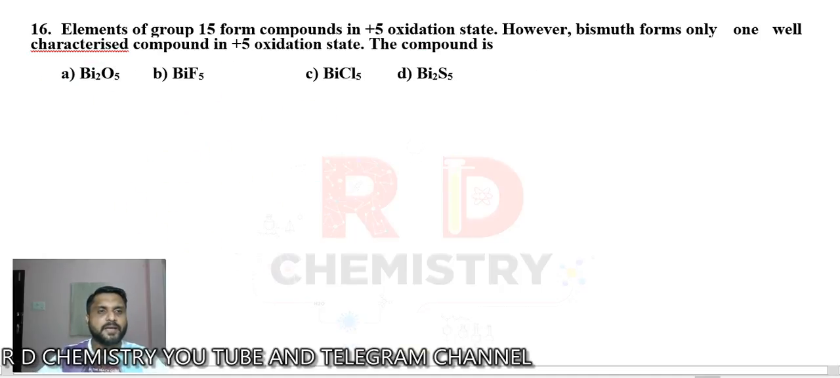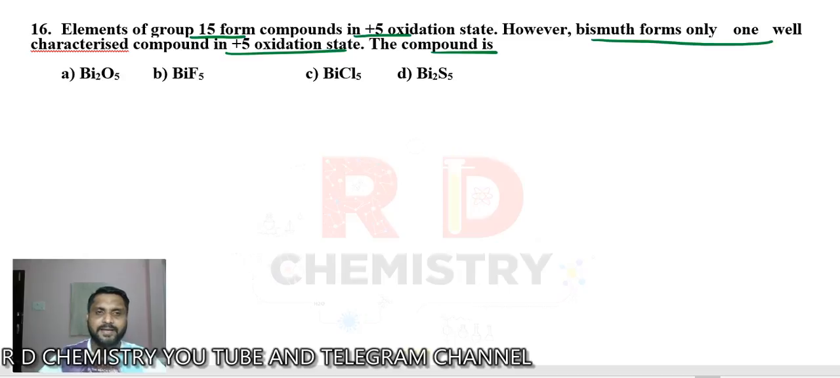Question number 16. Element of group 15 forming the plus 5 oxidation state. Bismuth forms only one well characterized compound in the plus 5 state. The compound is directly from the NCERT textbook. So the answer is option number B, right?